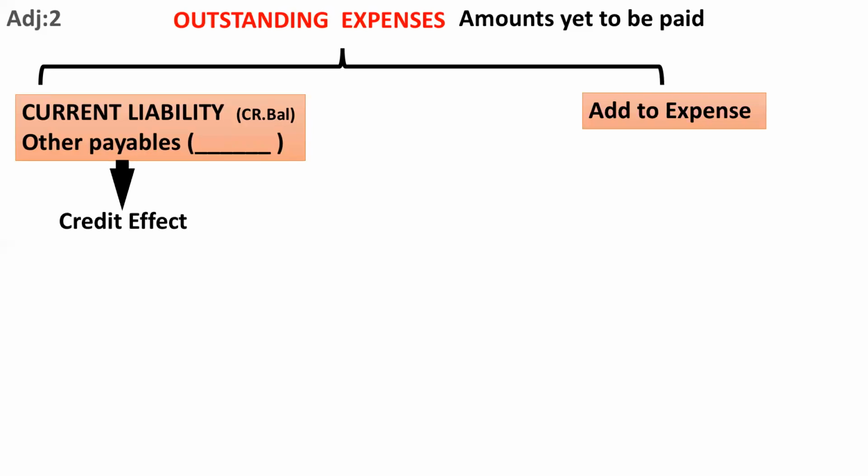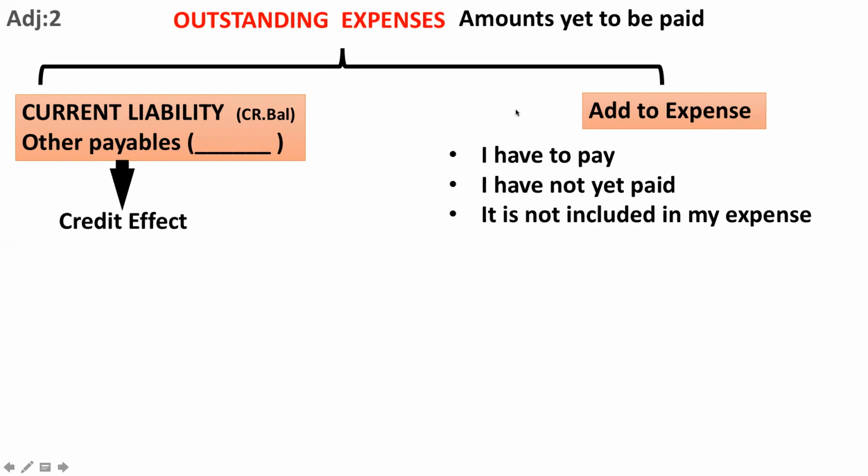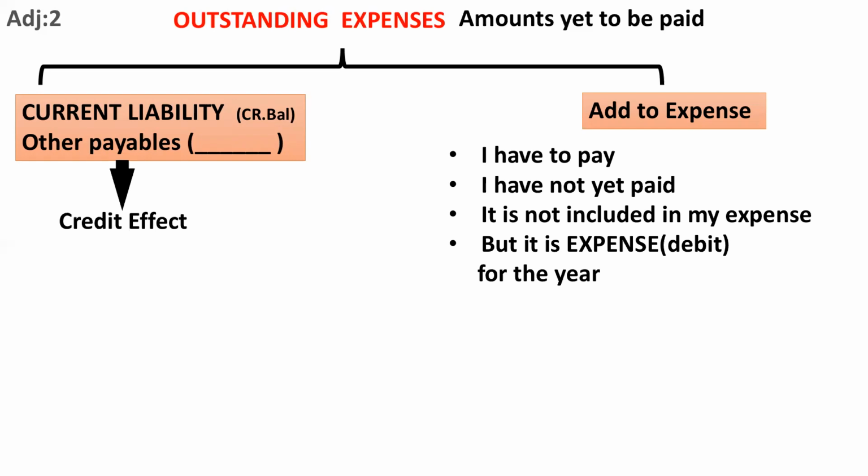Why? Because I have not yet paid this amount. It is an amount yet to be paid. That means I have to pay, and I have not yet paid. Because it is not yet paid, it is not included in my expense. But it is an expense for the year. So the effect of it is you have to include it in the expense. So you have to add it to the expense. Outstanding expense.